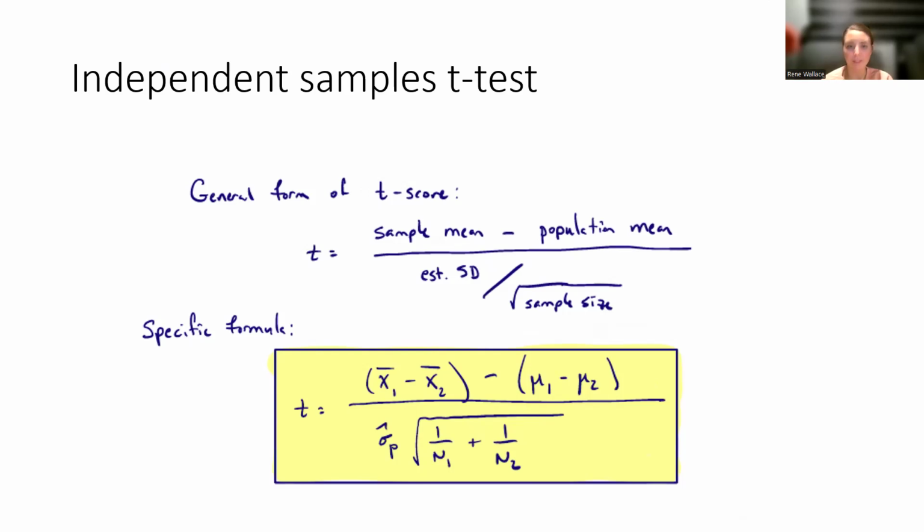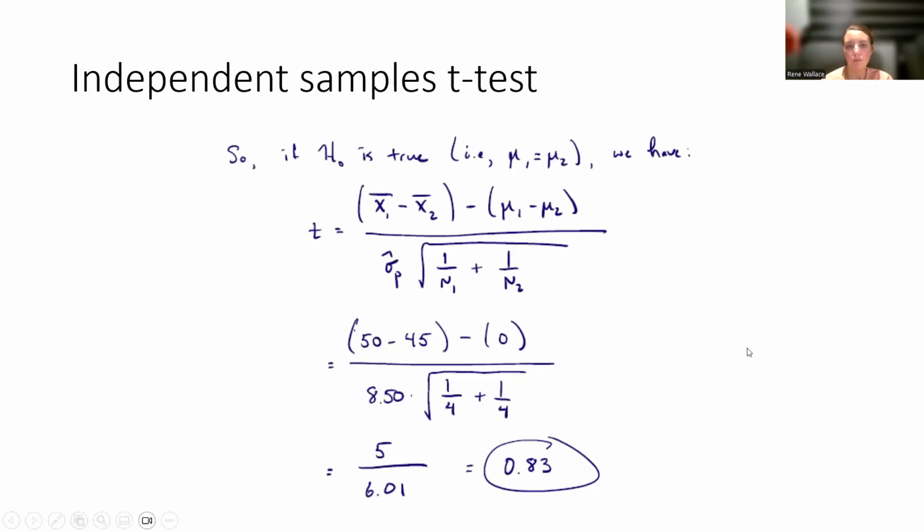Working through my illness. Down here, the bottom of this formula, let me repeat that. Sigma hat pooled, the square root of 1 divided by n1 plus 1 divided by n2. Sometimes the n's and the mu's throw me off, but that is not a mu, that's n. So if the null is true, meaning mu1 equals mu2, we then have t equals this formula.